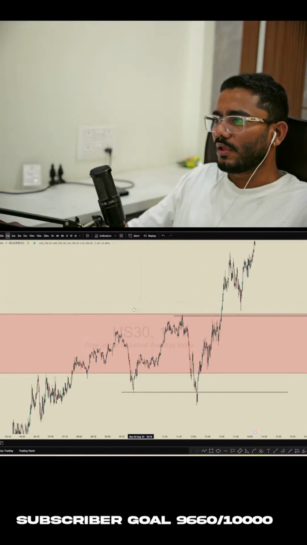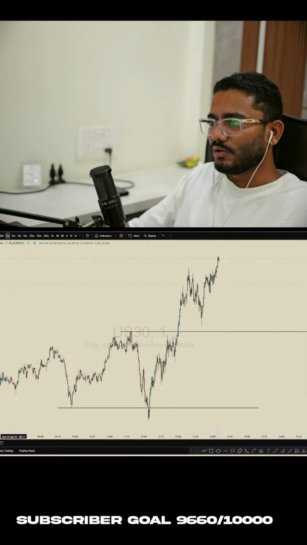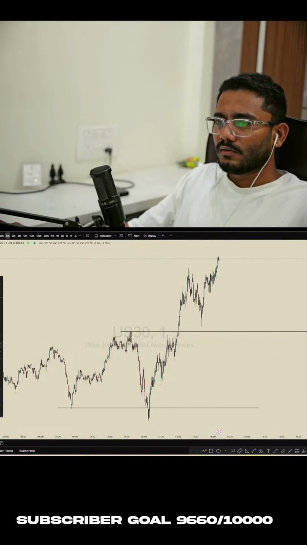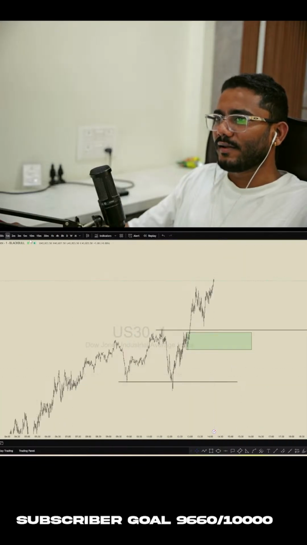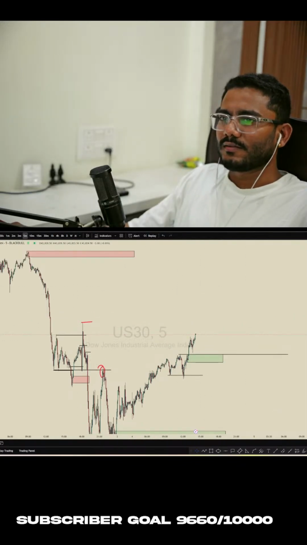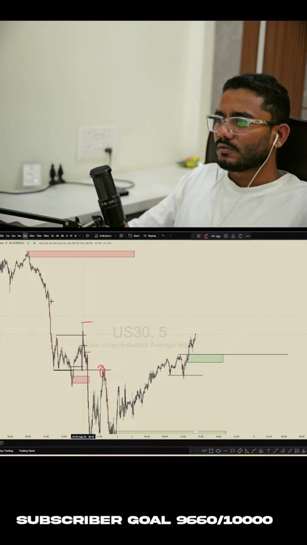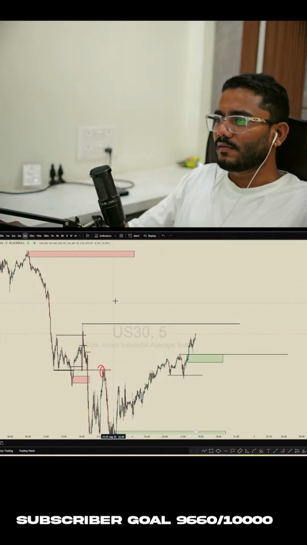If you go to a lower time frame, there is not a clear order block, but we can use this whole area as our order block, and we can look for a buy side trade to the upside. We can look for a buy side trade over here, targeting this imbalance. So they have this imbalance.